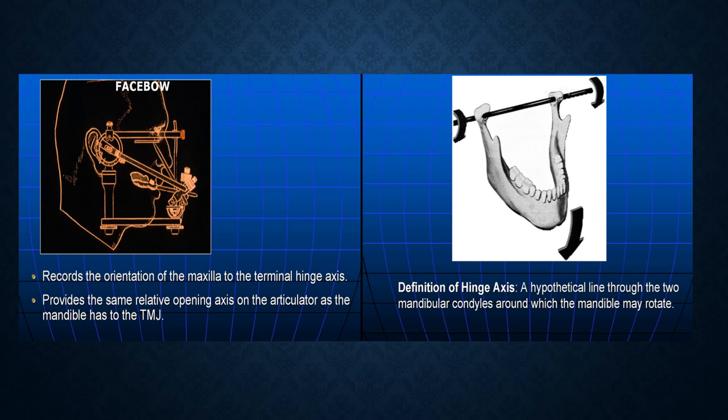Well, the main advantage of the facebow is to record the orientation of the maxilla to the terminal hinge axis, as well as to provide the same relative opening axis on the articulator as the mandible has to the TMJ. As you can see in the right figure, a hinge axis is a hypothetical line through the two mandibular condyles around which the mandible might rotate. Here, this is the mandible, and this is the terminal hinge axis, and the mandible may rotate through it.